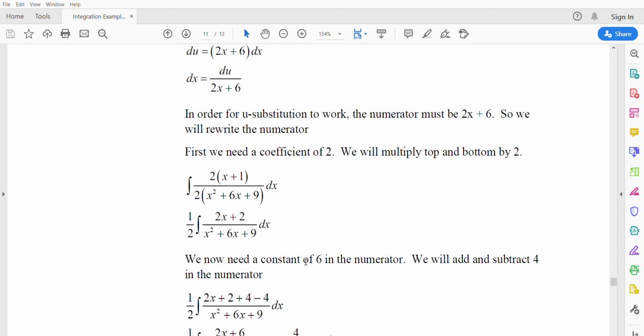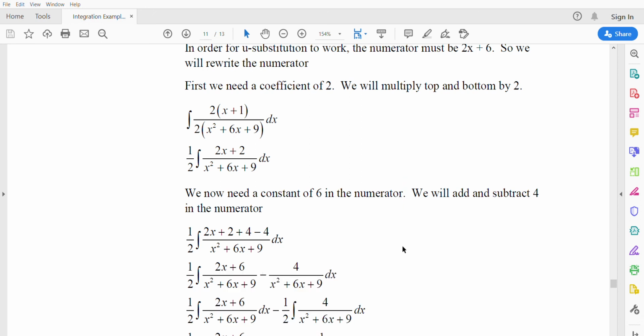We now need a constant of 6 in the numerator. So I have a 2. In order to get a 6, I'm going to add 4, and then I'm going to subtract 4, and that will give me a 6. So I get 2x plus 2 plus 4, which gives me 2x plus 6, and then a minus 4. Breaking this up into two fractions, I've got 2x plus 6 over x squared plus 6x plus 9 minus 4 over x squared plus 6x plus 9 dx.